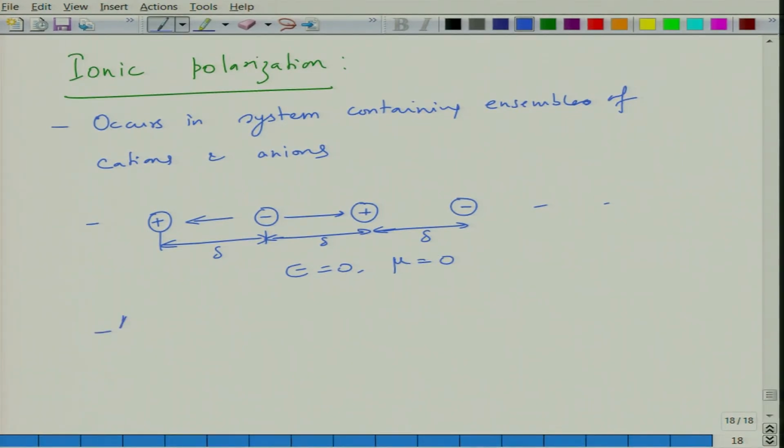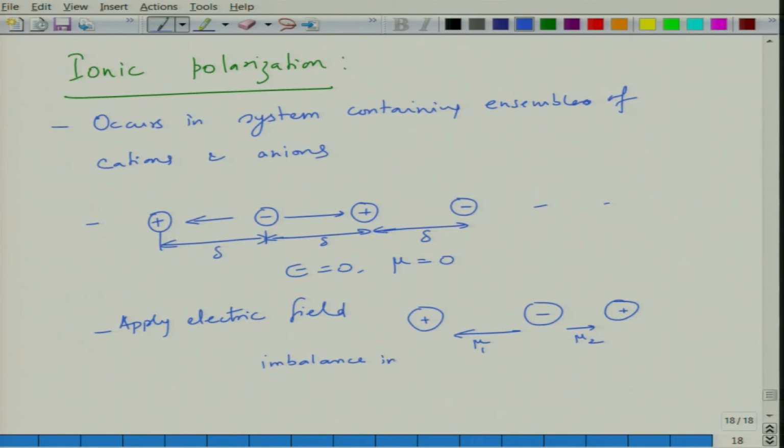When you apply an electric field, what will happen? One distance will become shorter and another will become longer. So this is, let us say, positive, this is negative, this is positive. So this will be mu 1 and this will be mu 2. There will be an imbalance in the mu's. As a result, sigma mu will not be equal to 0. So this is what is called ionic polarization.